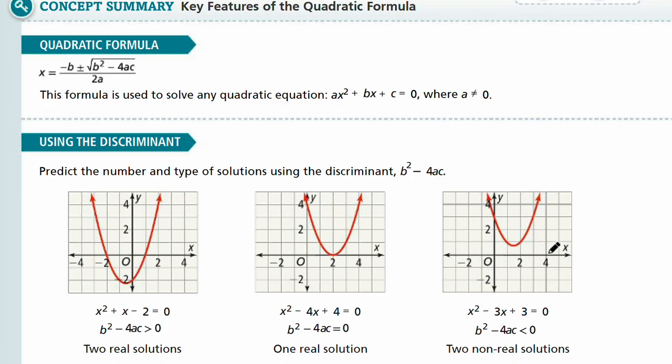It doesn't show in the graph, but it's because they're complex numbers, and you can't really see it, right? Because it's not real. They're imaginary numbers. Yeah, so that was lesson 3-6 about the quadratic formula.